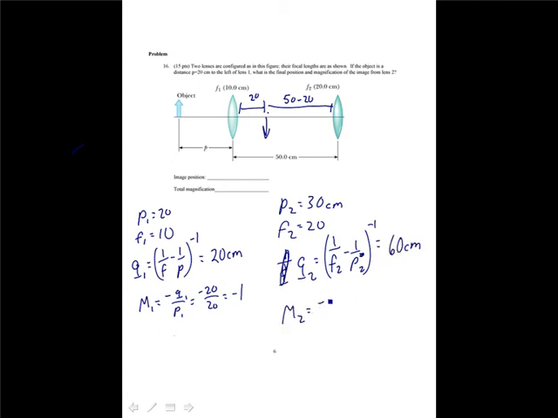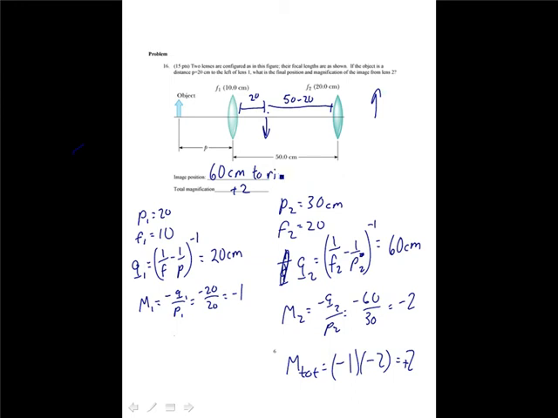So M2 is minus Q2 over P2, minus 60 over 30, is negative 2. So in total, M is negative 1 times negative 2, which is equal to positive 2. So that's our magnification plus 2, and the image position is 60 centimeters. Since it's positive, the final image is over here, 60 centimeters to the right of lens 2.